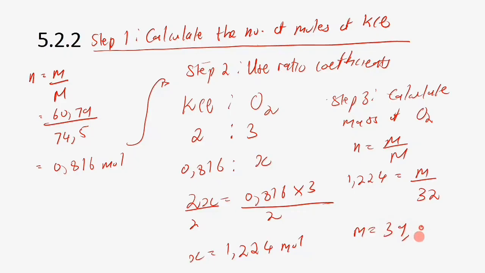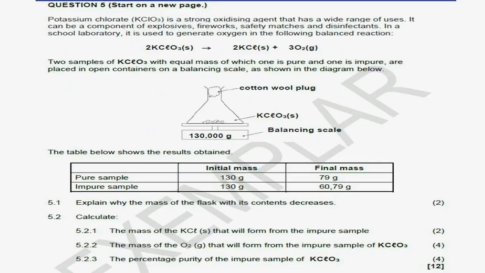Rounded off to 2 decimal places, so it's 39.17 gram. Okay, then we have 5.2.3, which says calculate the percentage purity of the impure sample of potassium chlorate.